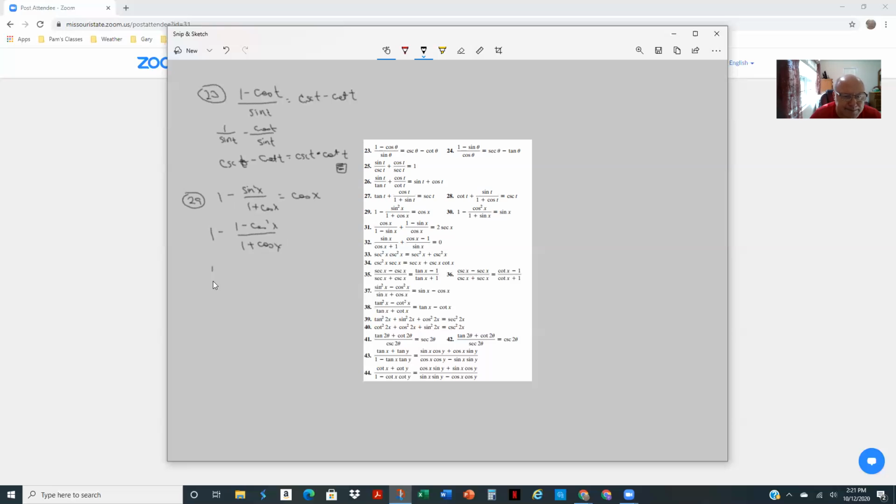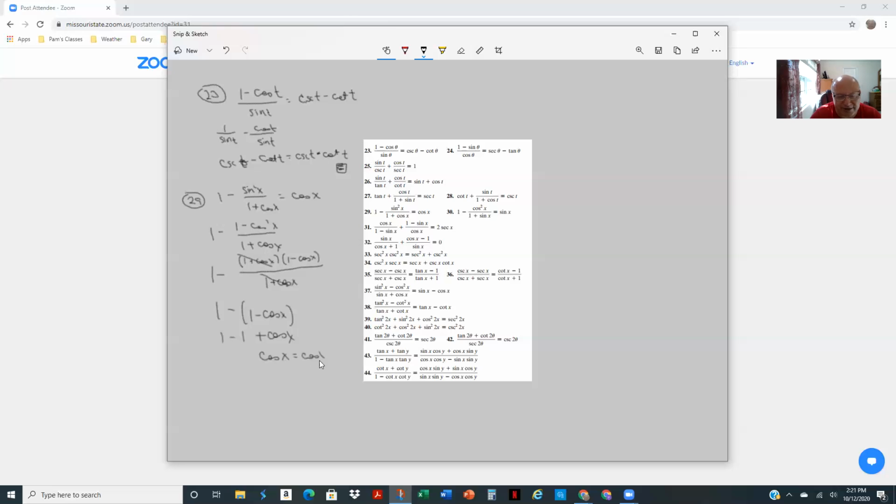Now, the numerator on the left-hand side is a difference of squares. 1 minus cosine squared is 1 plus cosine of x times 1 minus the cosine of x. And the denominator is 1 plus cosine of x. And so those cancel, so you have 1 minus cosine of x. Now distribute the negative, so it's going to be 1 minus 1 plus cosine of x. Why is it plus now? Well, because the minus has to distribute through the parentheses. And the ones now cancel, leaving me with the cosine of x.